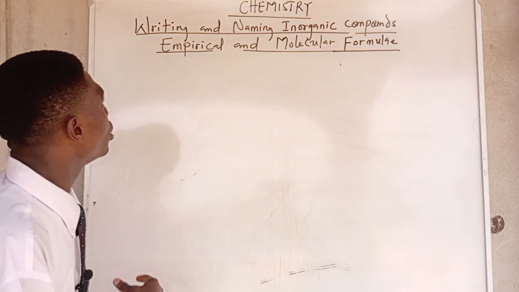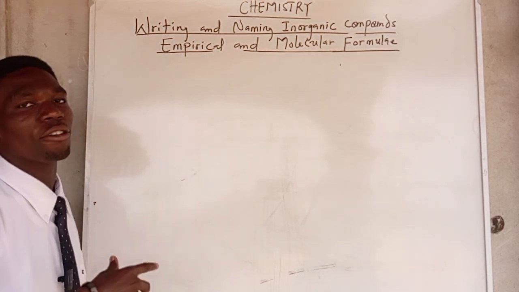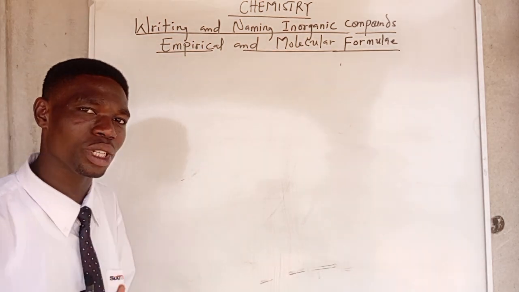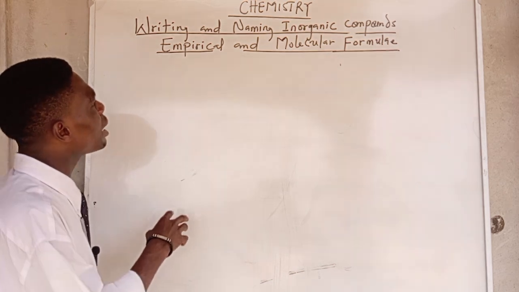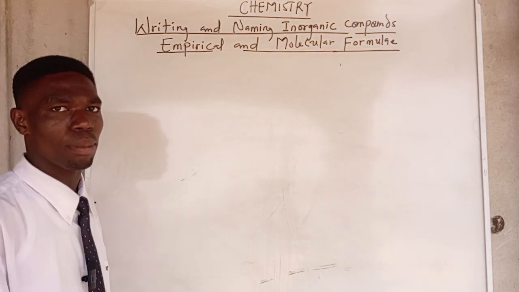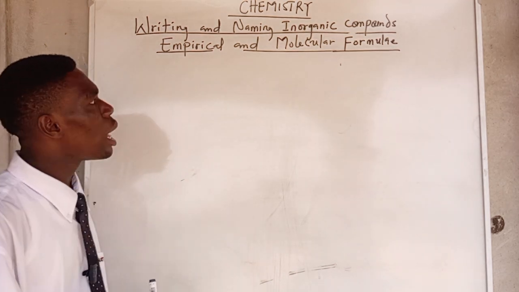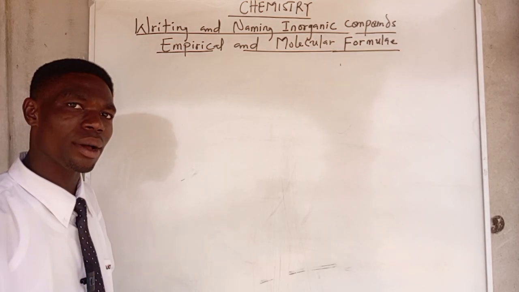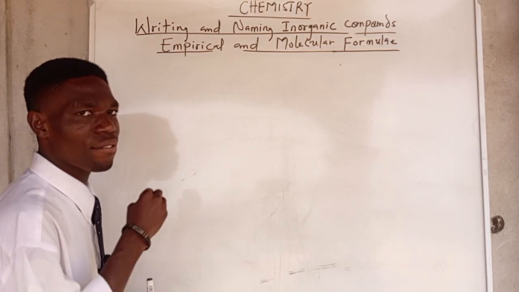Are we together now? So from here, we're going to be looking at empirical and molecular formula as well. So this video is loaded for you. Moving further, we're looking at writing and naming inorganic compounds. Now, the first thing you need to know about writing and naming inorganic compounds is you need to understand valency.